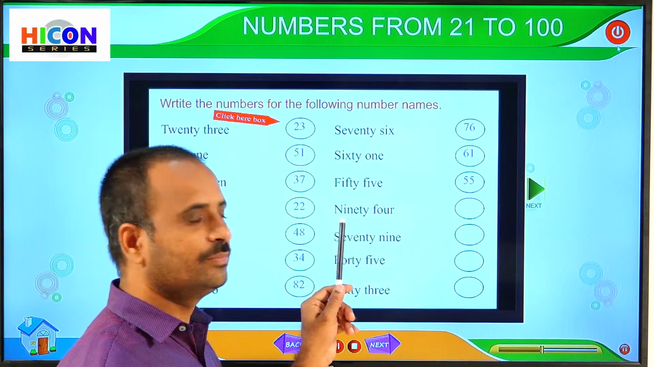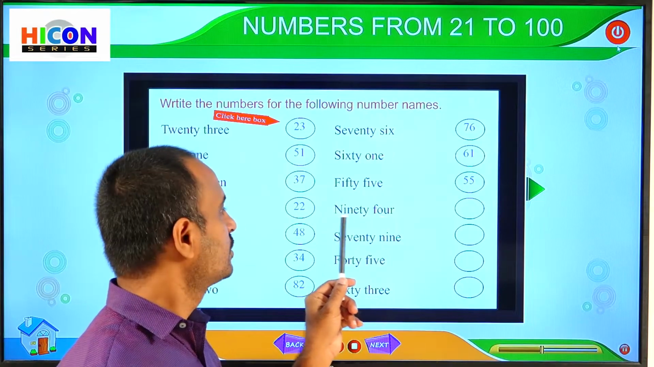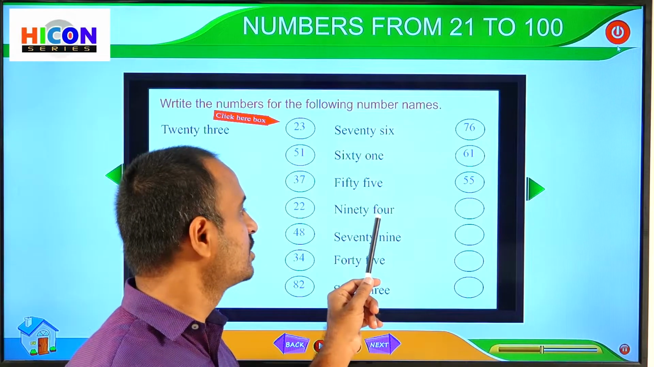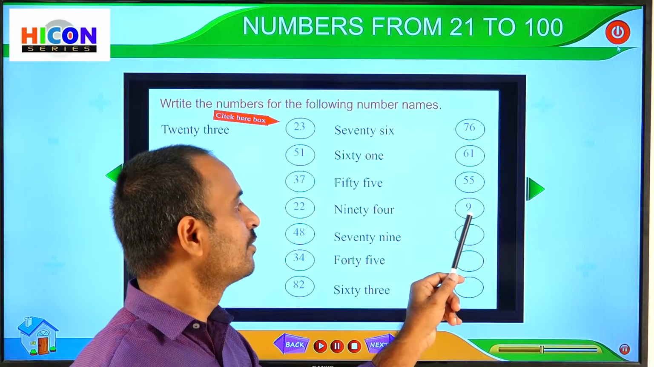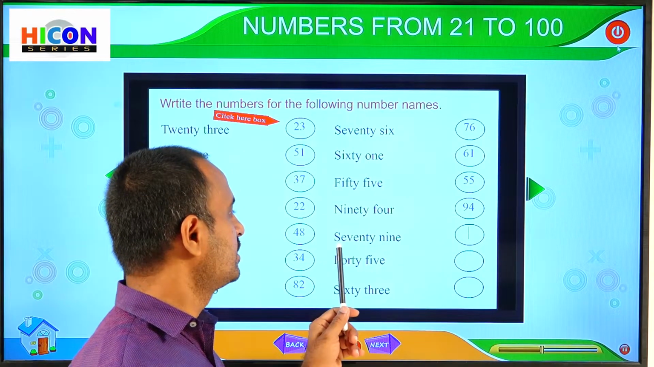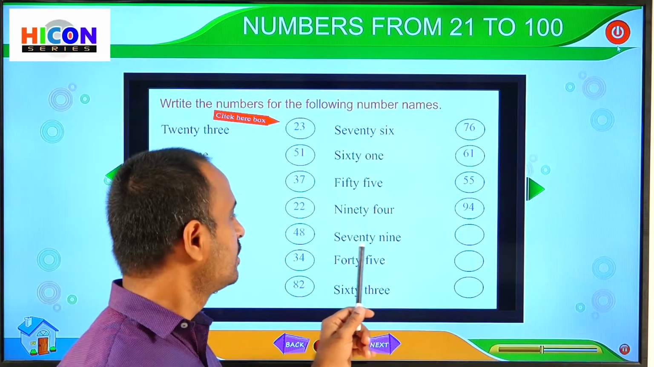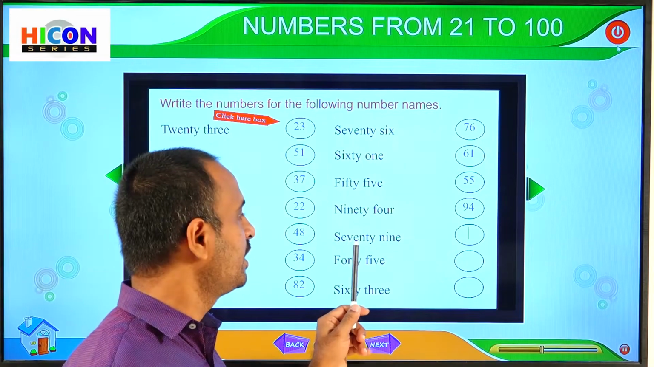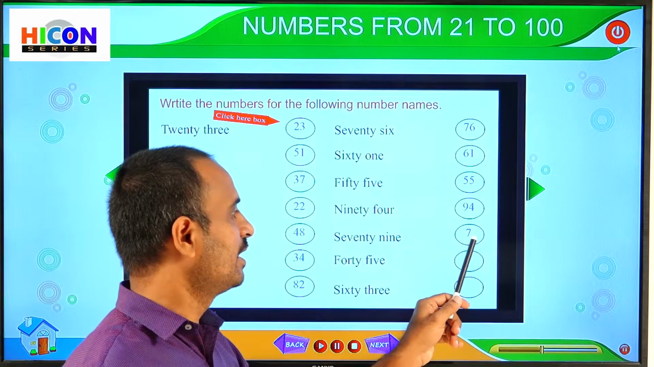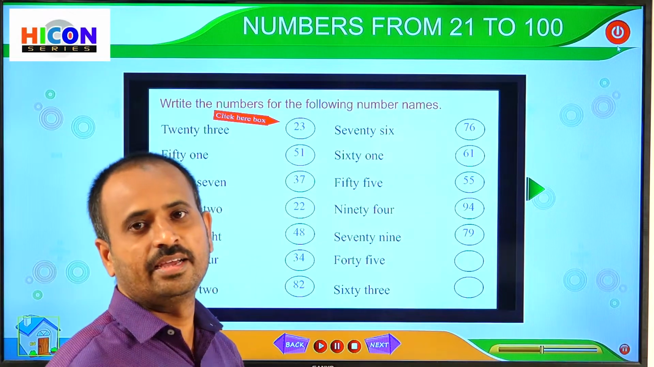You see the next number name, 94. So 9 is present in the tens place, 4 is present in the ones place. That is 9, 4. That is 94. So students, see the next one, 79. So 7 is present in the tens place, 9 is present in the ones place. That is 7, 9, 79.